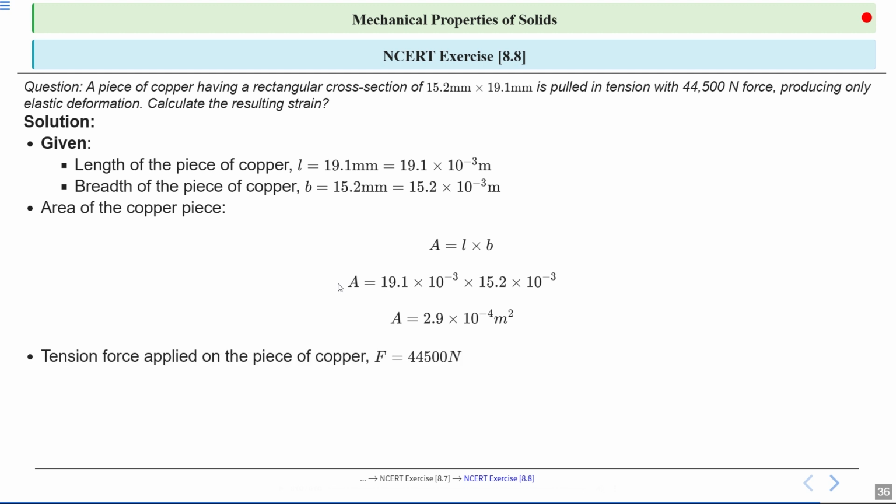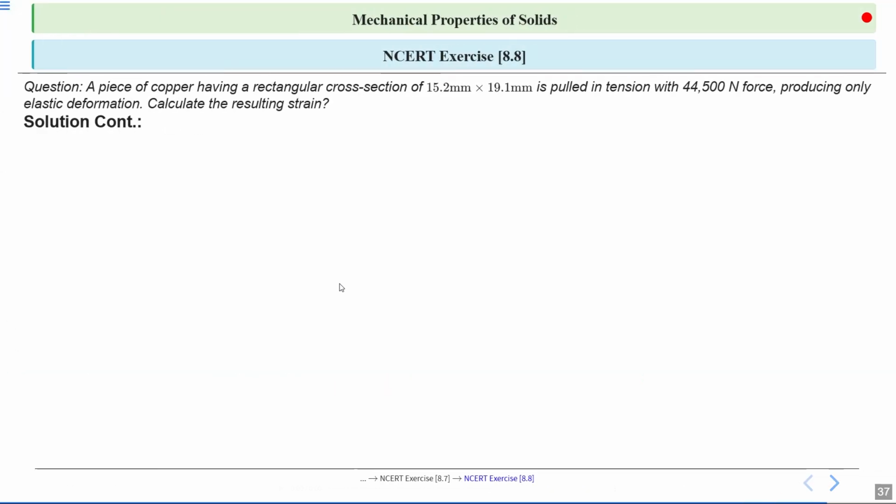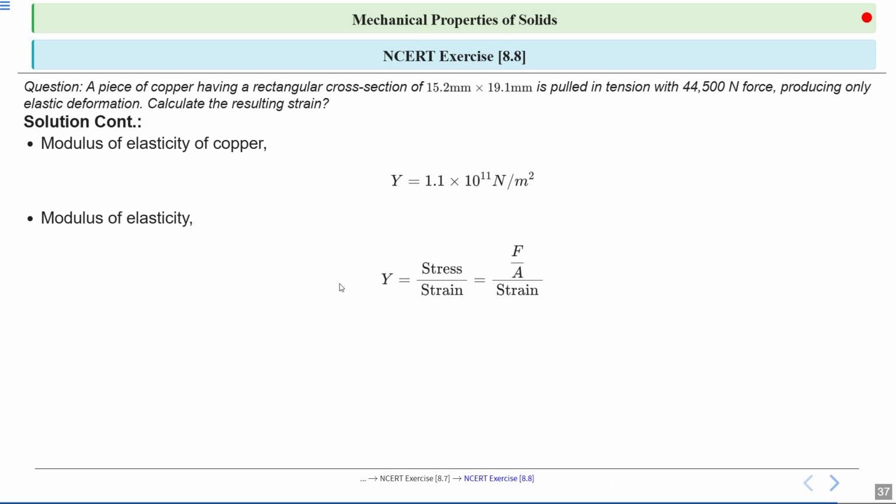Then here tension force applied on the piece of copper F equal to 44,500 Newton. This is a significant force and it's important to note that the deformation is only elastic, meaning the copper will return to its original shape once the force is removed. So, modulus of elasticity of copper Y equal to 1.1 into 10 raised to 11 Newton per meter square. And for elasticity, we know Y equal to stress upon strain. So, F by A divided by strain.